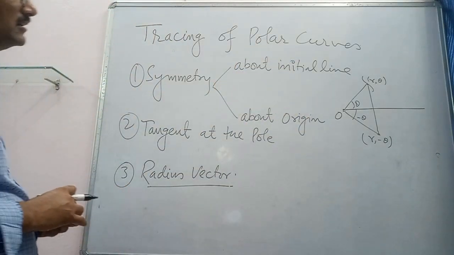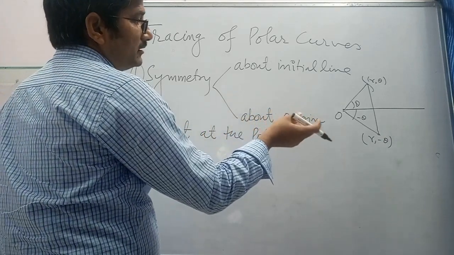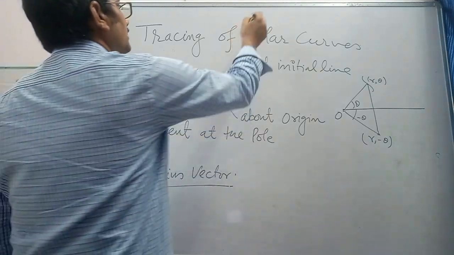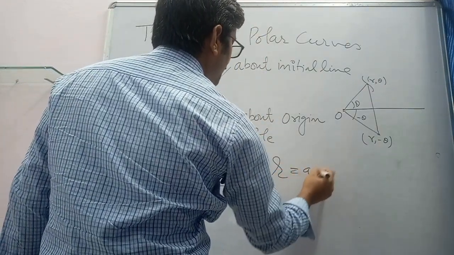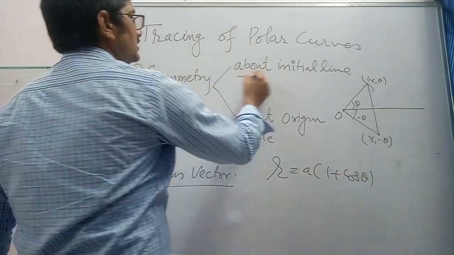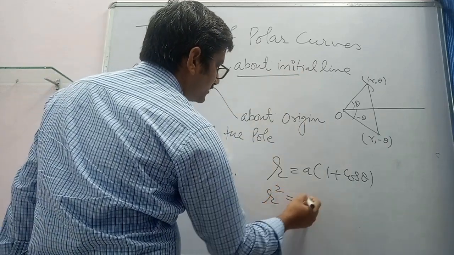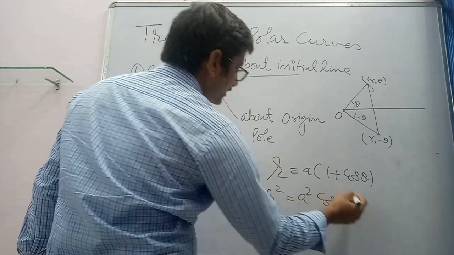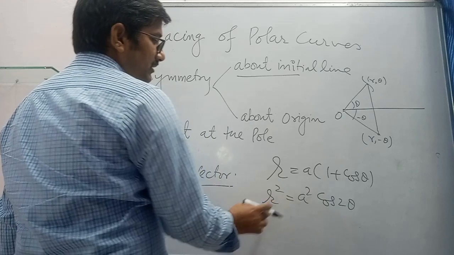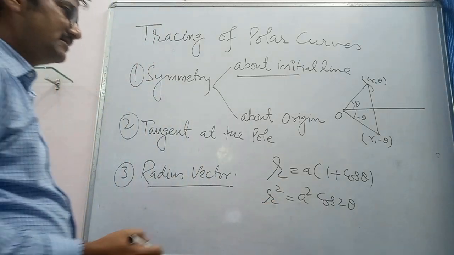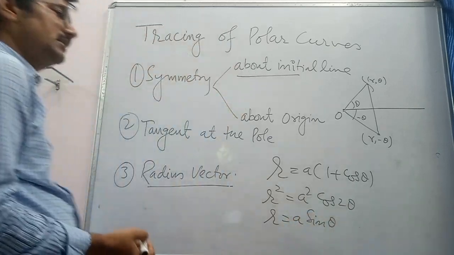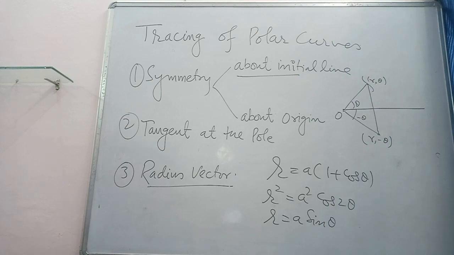This can happen only when the curve does not change if theta is replaced by minus theta. For example, the curve r = a(1 + cos θ) is symmetric about this initial line. r² = a² cos 2θ is also symmetric about the initial line, because the equation of the curve does not change if theta is replaced by minus theta. But the curve r = a sin θ is not symmetric about the initial line.